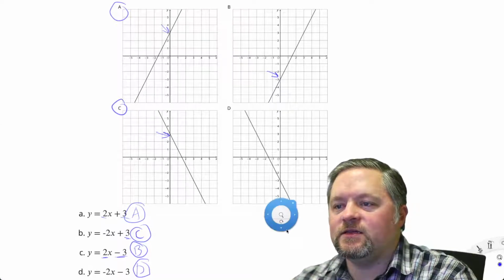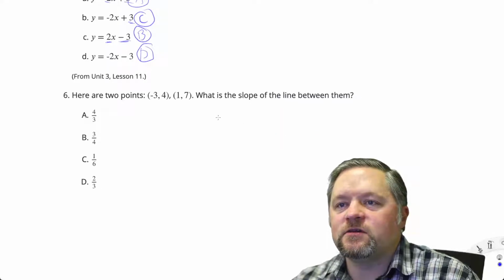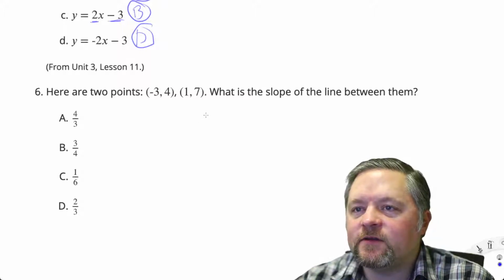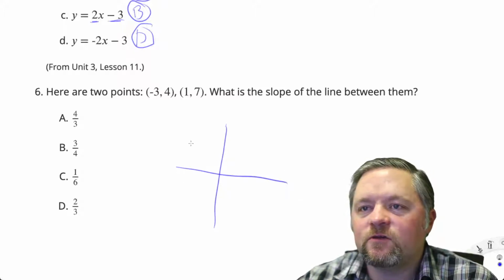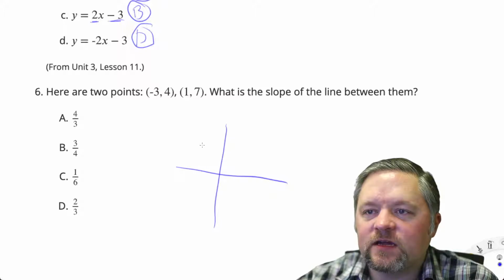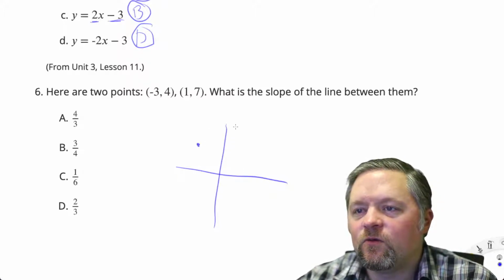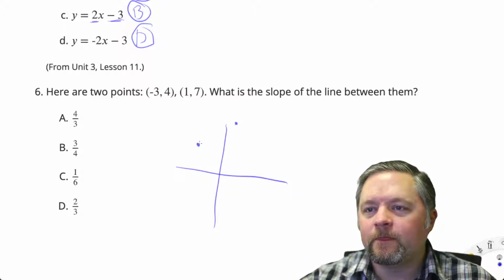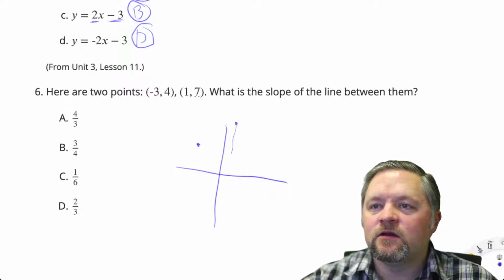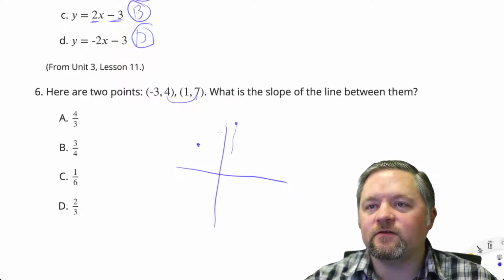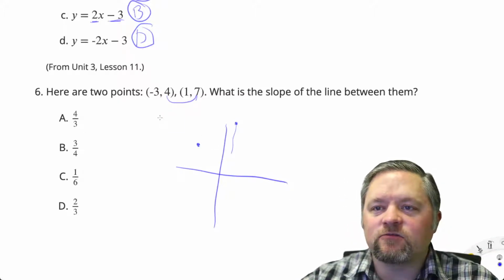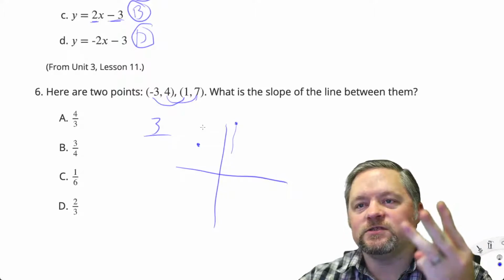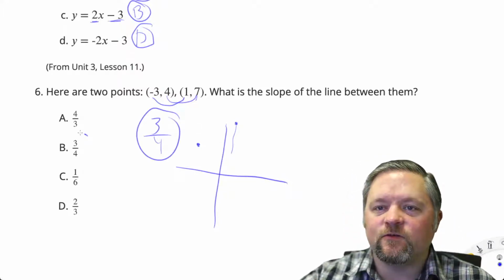Now, what is next? Here are 2 points. What is the slope of the line between them? Negative 3, 4, and 1, 7. We can use our slope formula. We can think about where these are going to be. Negative 3, 4 is here-ish. 1, 7 is here-ish. Looks like it's going to be going up. Yep, all those are positive. Our rise. Well, we went from 4 to 7. 4, 5, 6, 7. That's 3. Our run, we went from negative 3 to 1, negative 3, negative 2, negative 1, 0, 1, 4. Slope is 3 fourths. That looks like B to me.